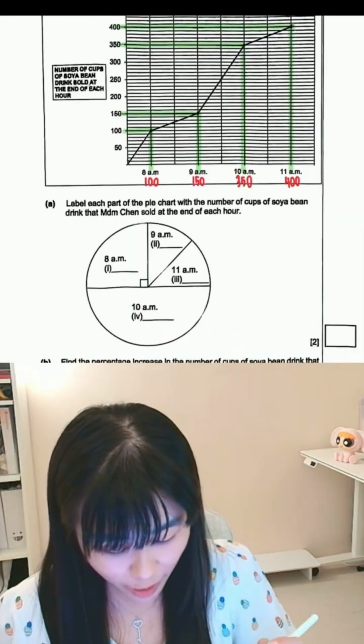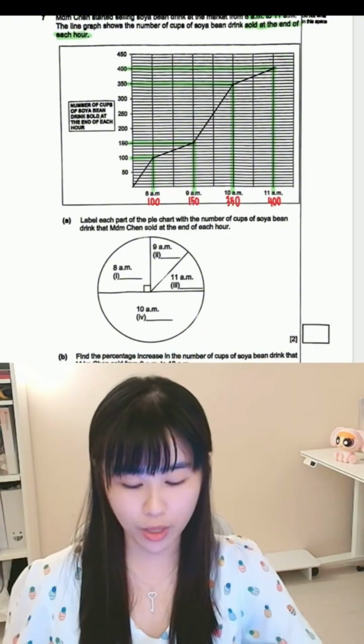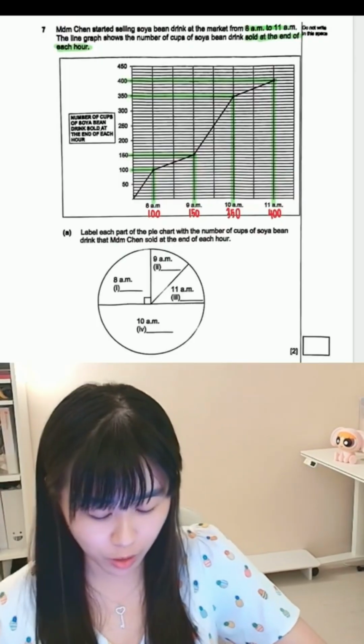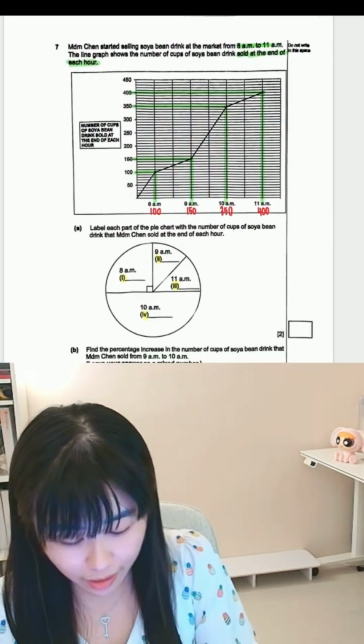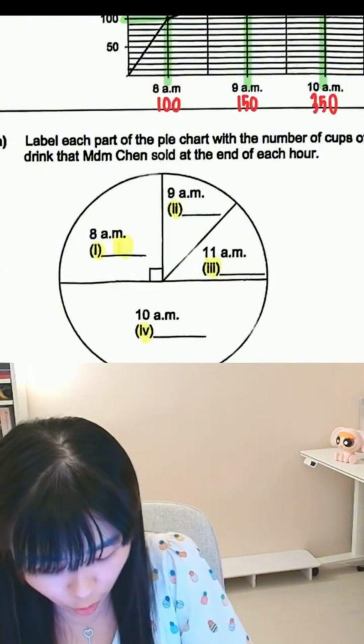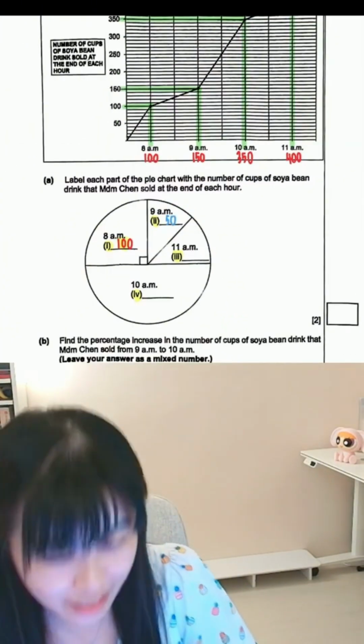Label each part of the pie chart with the number of cups of soya bean drink that Madam Cheng sold at the end of each hour. 8 a.m. is quite easy, because 8 a.m. is 100, right? This one no problem. This one confirm 100. Now the tricky part comes from here. Okay, 50. Yes, the answer is 50.